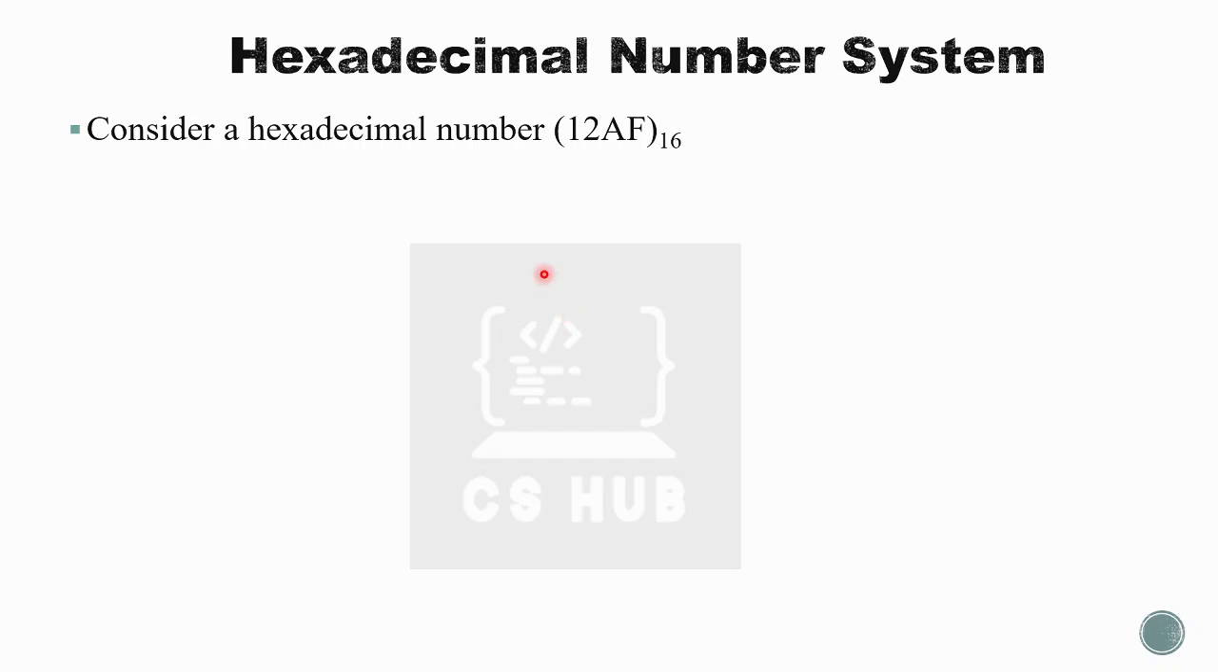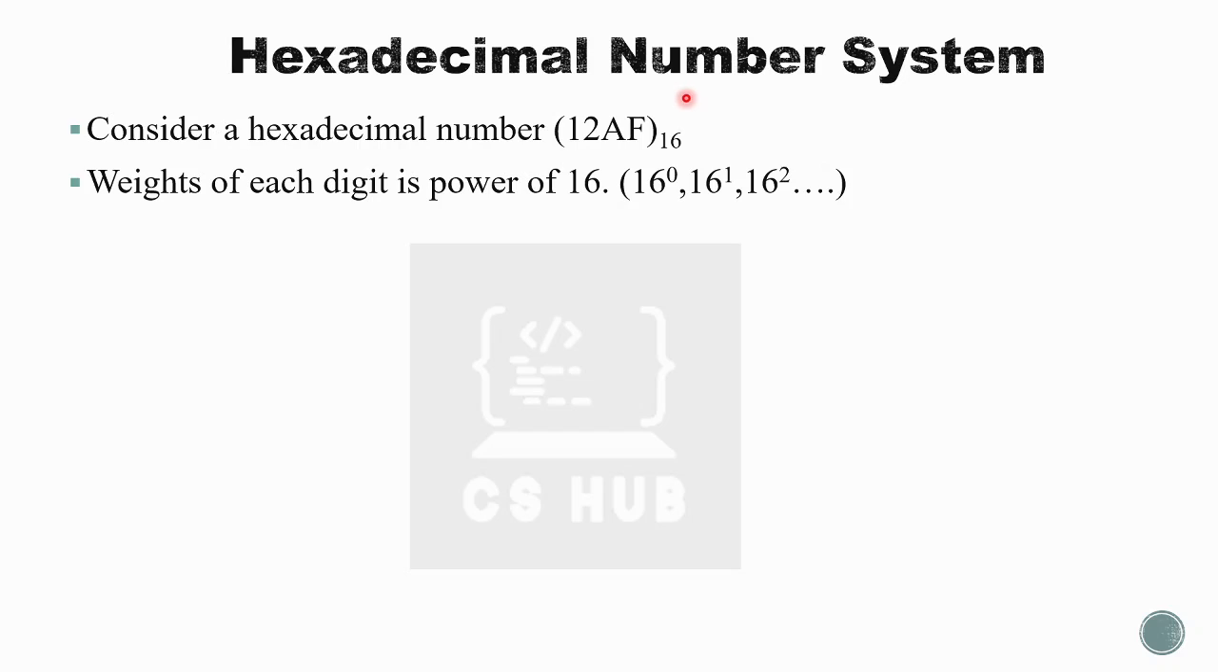Consider this hexadecimal number 12AF. A hexadecimal number will look like this. It's a combination of digits and symbols up to A, B, C, D, E, F. Okay. And we have to specify a 16 over here. 12AF is a hexadecimal number. And we can use this bracket, or we can write this 16 as a subscript. No need of bracket using this parenthesis.